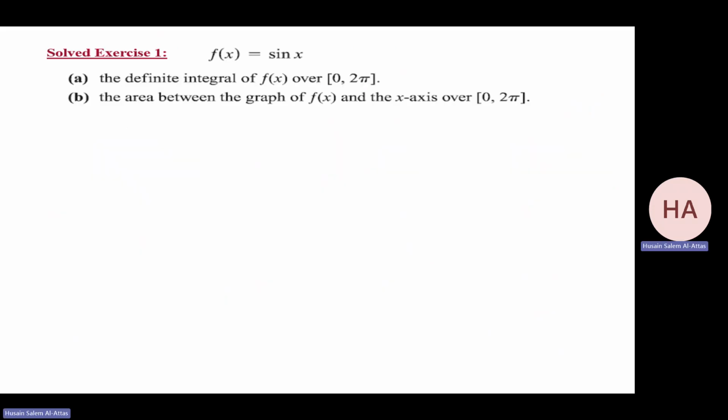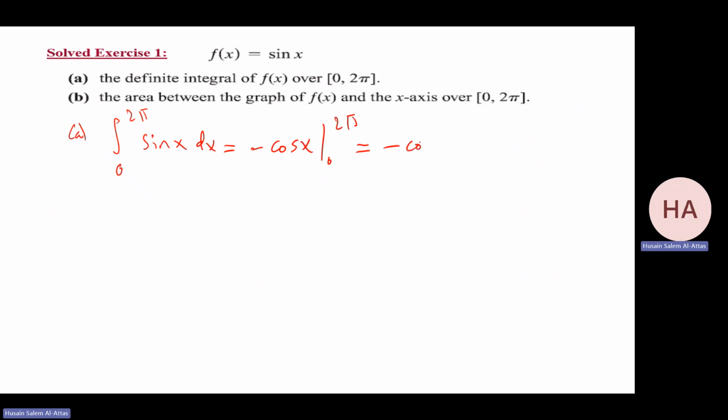Okay, let me do more examples. If y equals sine x, I want to find the definite integral. He's not talking about the area, just the definite integral. So you have the integral from 0 to 2 pi of sine x dx. And that gives me minus cosine x from 0 to 2 pi.